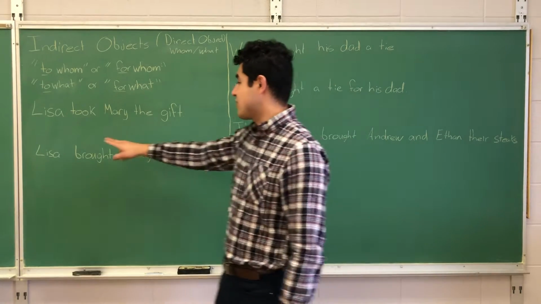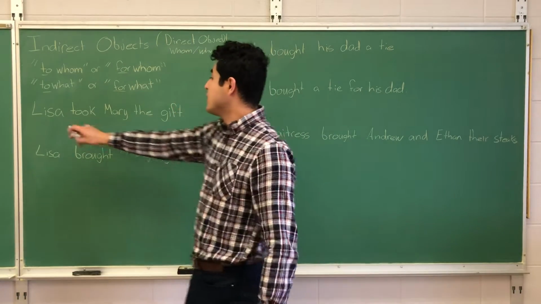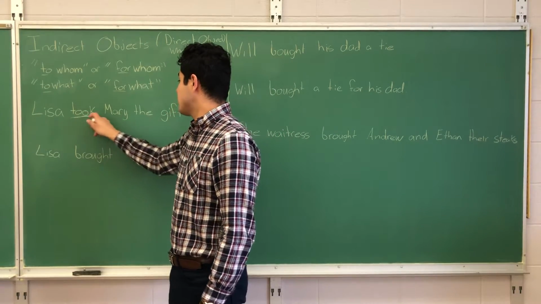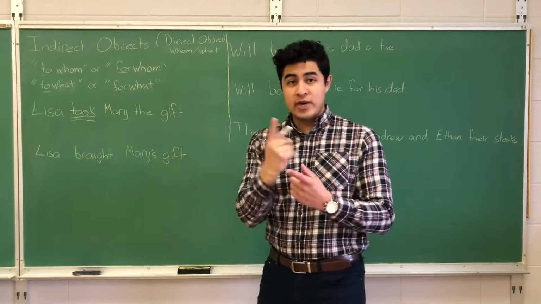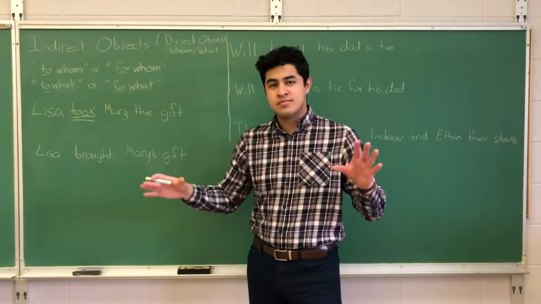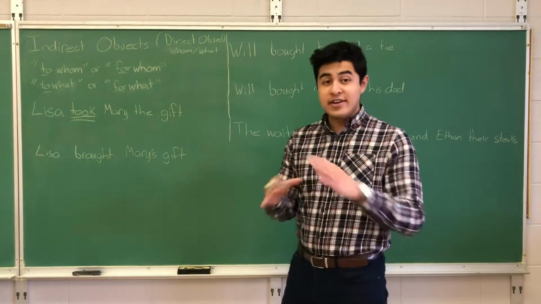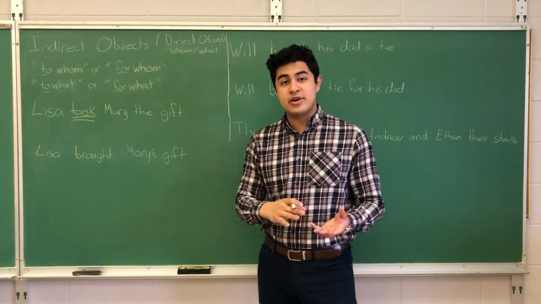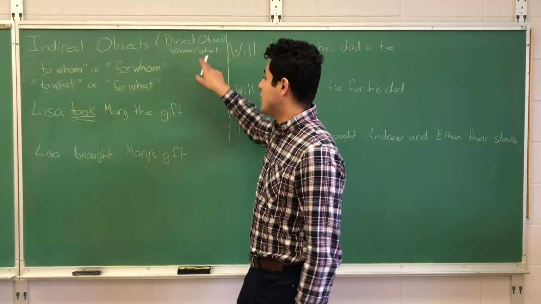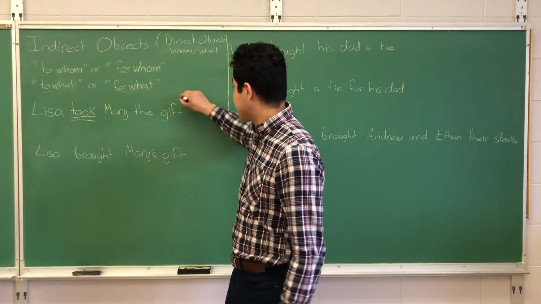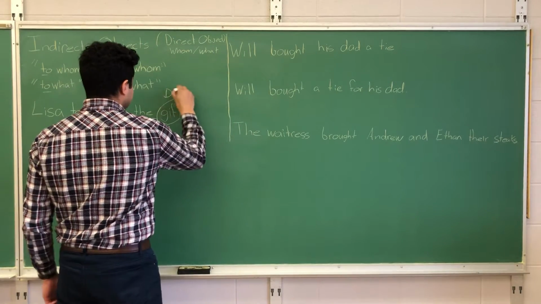So let's go to our first example. Lisa took Mary the gift. Okay, so Lisa is our subject, took is our action verb. Because it is an action verb, we're going to be looking for a direct object first. Before you go into looking for the indirect object, you need to find the direct object first. Because if there isn't a direct object, there won't be an indirect object, okay? So Lisa took, and we have our questions whom or what. So Lisa took what? Lisa took gift, okay? So gift is the direct object, okay?